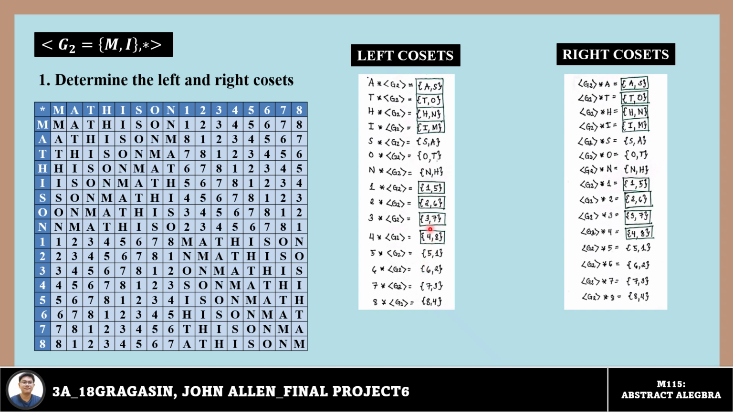7 and 3 is just the same as 3 and 7. And then 8 and 4 is just the same as 4 and 8. That is why all the elements that we box here are the left cosets.